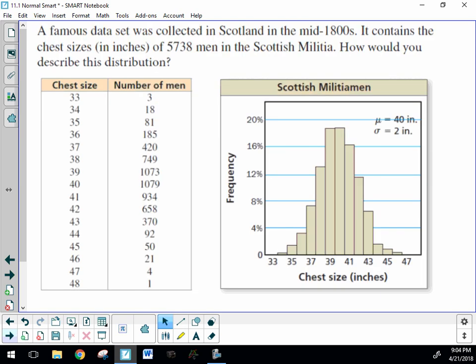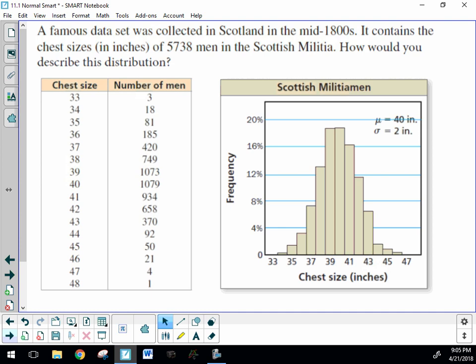Okay, so now we're getting into the scope of what we need to do today in Math 3, which is to learn about normal distributions. So this is a famous data set collected back in the 1800s. The data was collected from some men in the Scottish militia. They collected data on their chest size, how burly these military guys were.